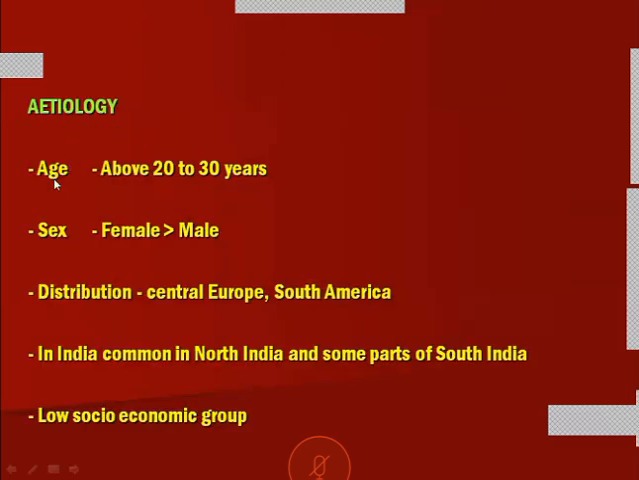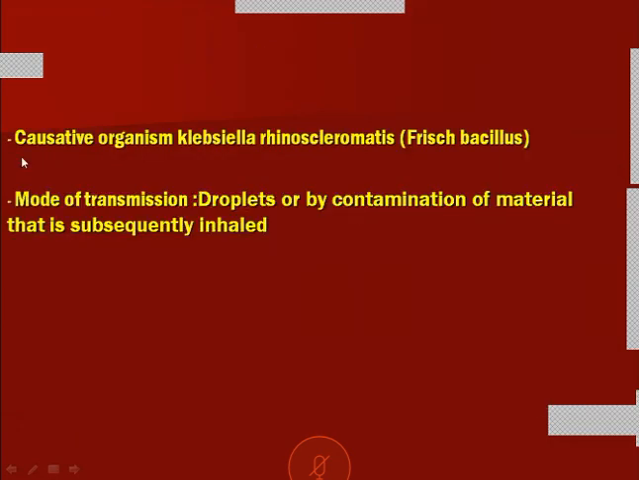So the age is around 20 to 30 years. Females are more involved than males. Its distribution is in Central Europe and South America, also in India, mainly North India, and some parts of South India, especially in Visakhapatnam district, where we see them mostly from the agency areas. They come to us with the disease; some people come in the early stage, some in the late stage. It is always seen in low socioeconomic groups because of poor nutrition with decreased immunity. The causative organism Klebsiella rhinoscleromatis is otherwise known as Frisch bacilli.